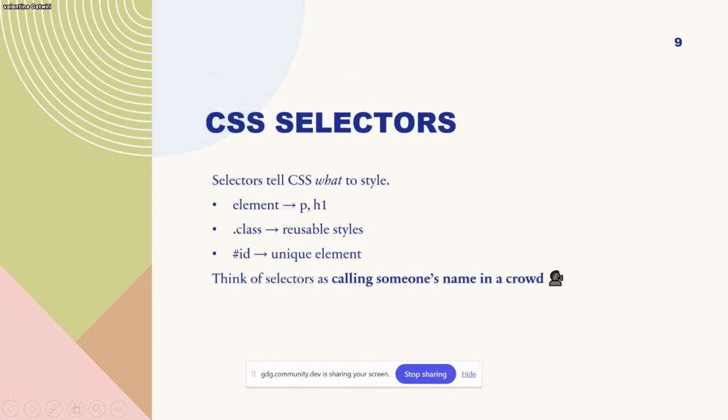Let's move on. CSS selectors tell CSS what to style. Element, p, h1, we have been using elements so far. There is a class, for reusable styles. There is an ID, which is for a unique element. Think of selectors as calling someone's name in a crowd, because everyone has a unique name, and people can share names too. Selecting a class is like calling that group.